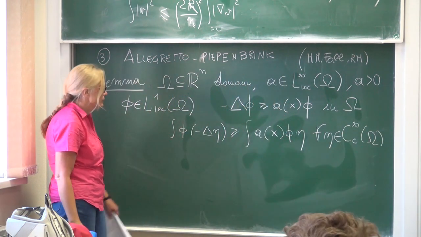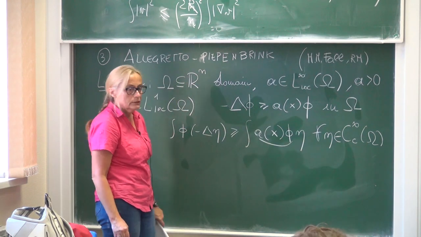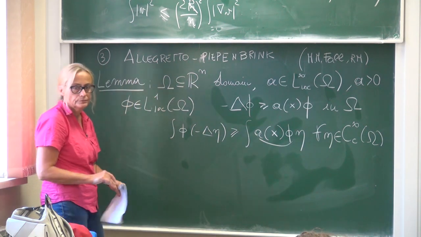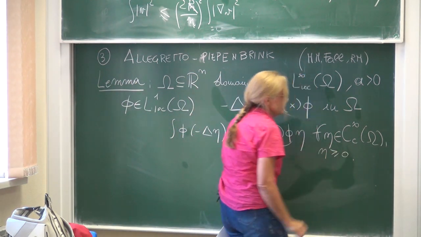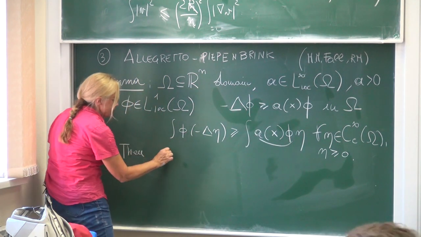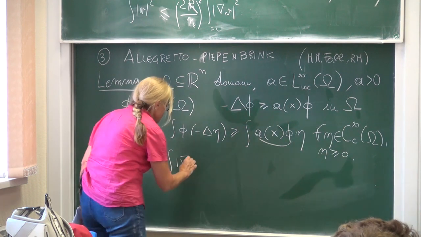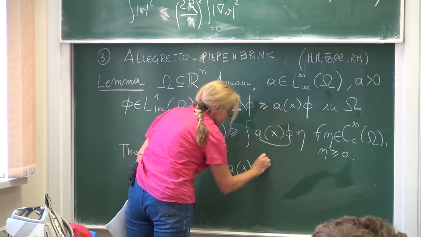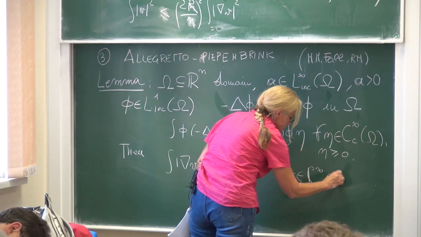That makes sense as phi is in L1 log, a is in L infinity log, so this is in L1 log for sure. This is in L infinity with compact support, and same for this. Sign for eta, sorry, non-negative, because this is just an inequality. The conclusion is that the integral of gradient of V squared is greater or equal than the integral of a of x V squared for any V in C infinity with compact support in omega.